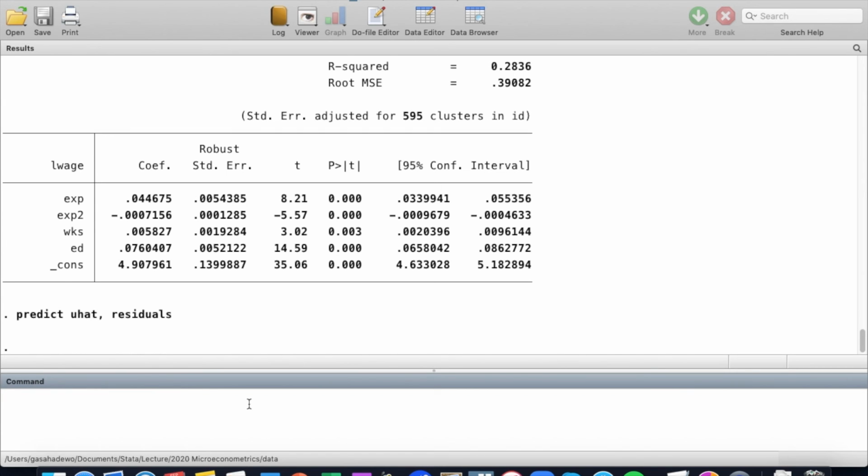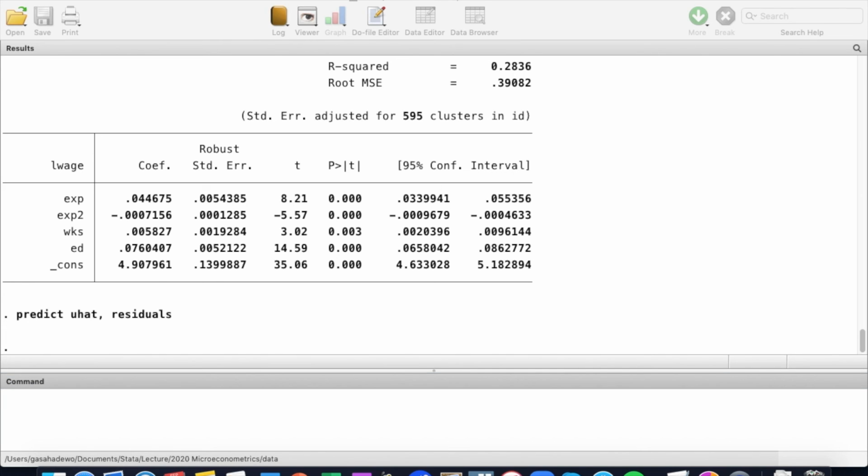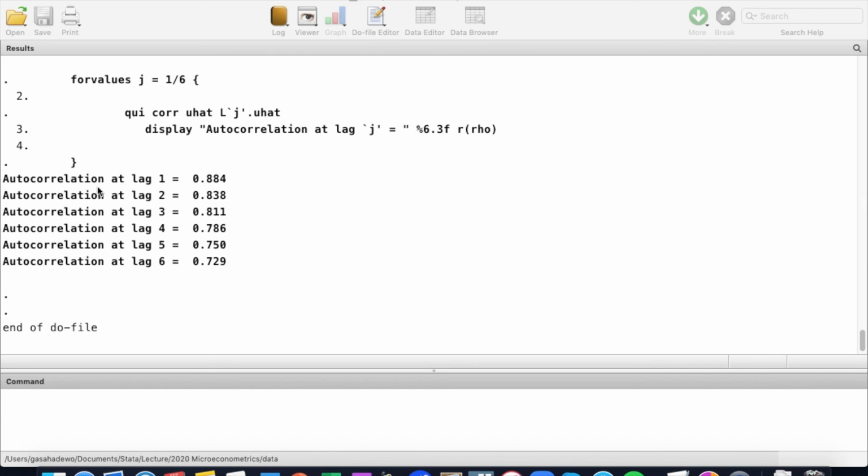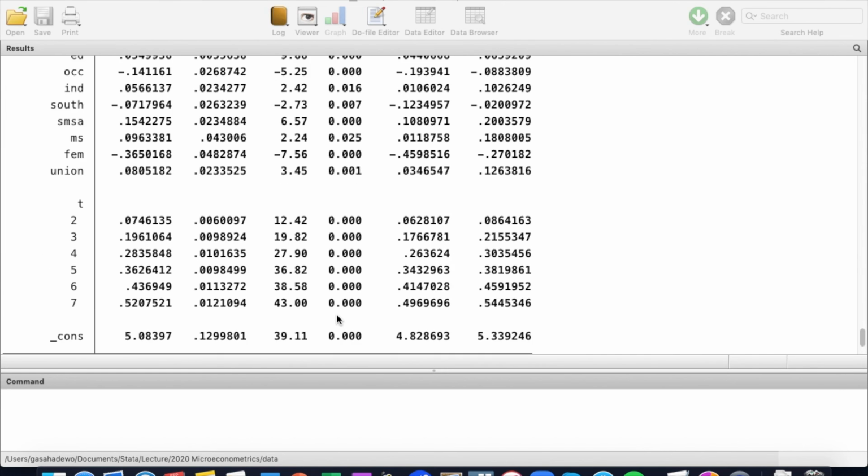Okay, now I created a loop, and so I'm just going to run the loop, and the loop tells us that the correlation at lag 1 is 0.884 and the correlation at lag 6 is 0.729, which is still high. So it means that the residuals are also correlated, and if the residuals are correlated, then we may violate one of the assumptions.